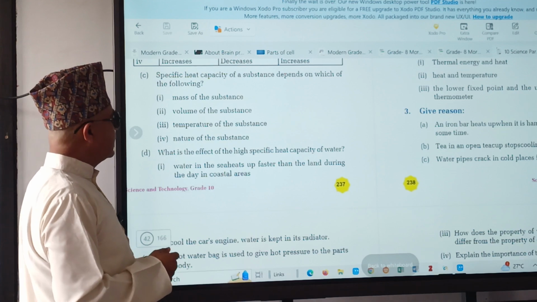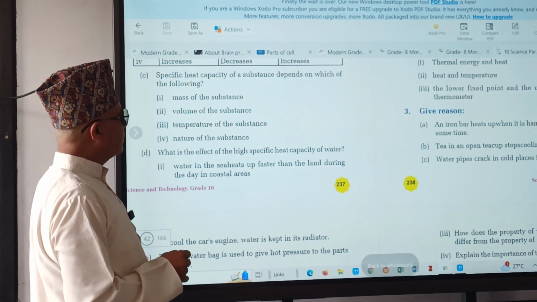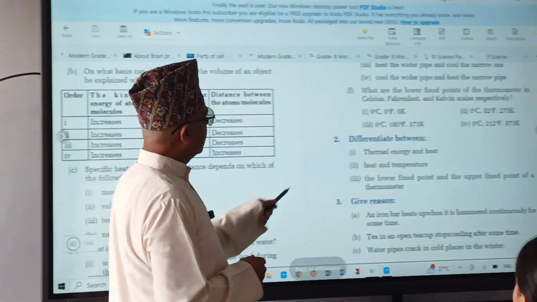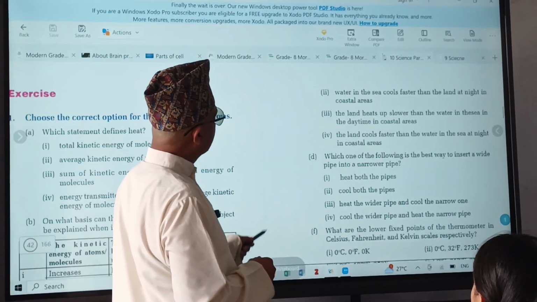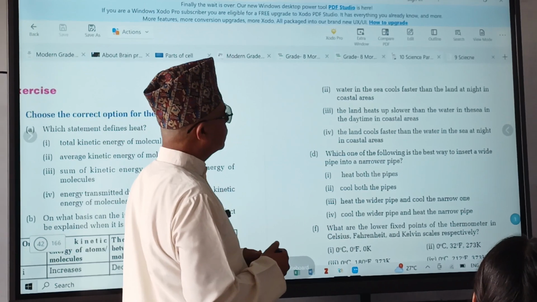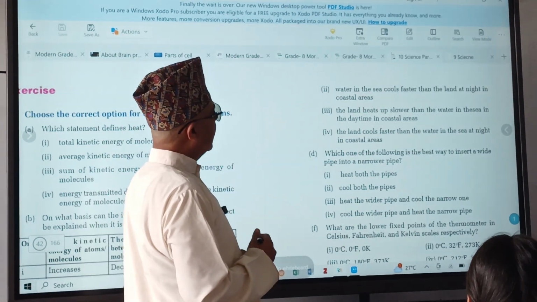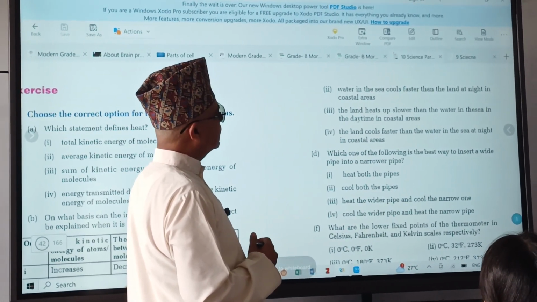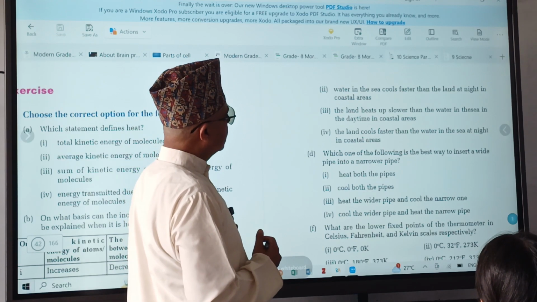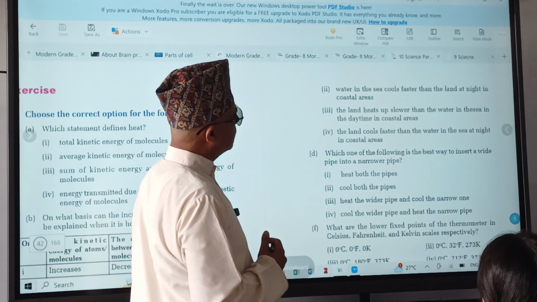Water in the sea heats up faster than the land during the day in coastal areas. Water in the sea cools faster than the land at night in coastal areas. The land heats up slower than the water in the sea in the daytime in coastal areas. The land cools faster than the water in the sea at night.